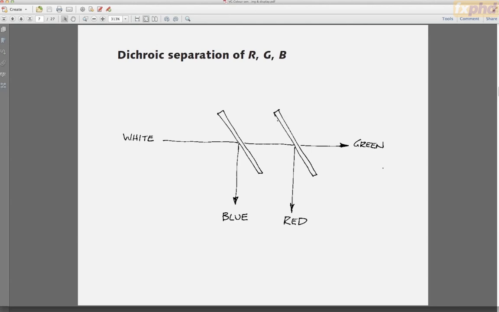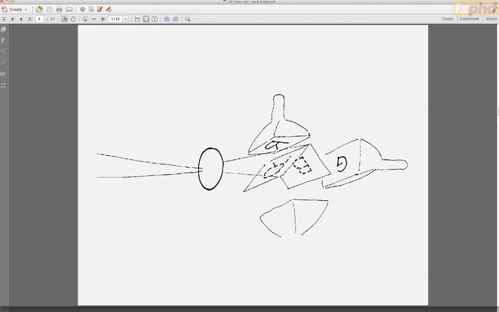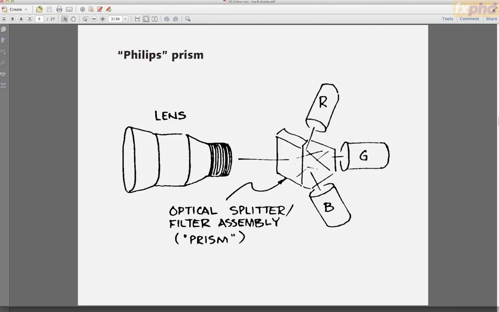And this is the basis for 3 CCD cameras, the typical video camera even today. You don't need a mosaic pattern. And the reflection characteristics look something like this. So separate the blue, separate the red, what's left over is green. And you can also use the technique for projectors. And here I've sketched an old CRT projector, but obviously this can be DLP or LCD as well.